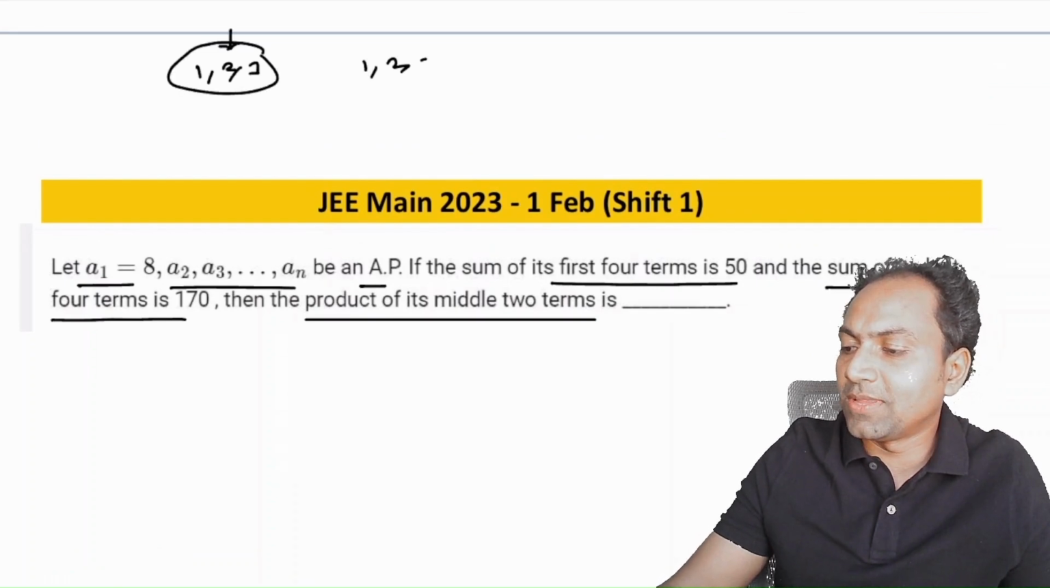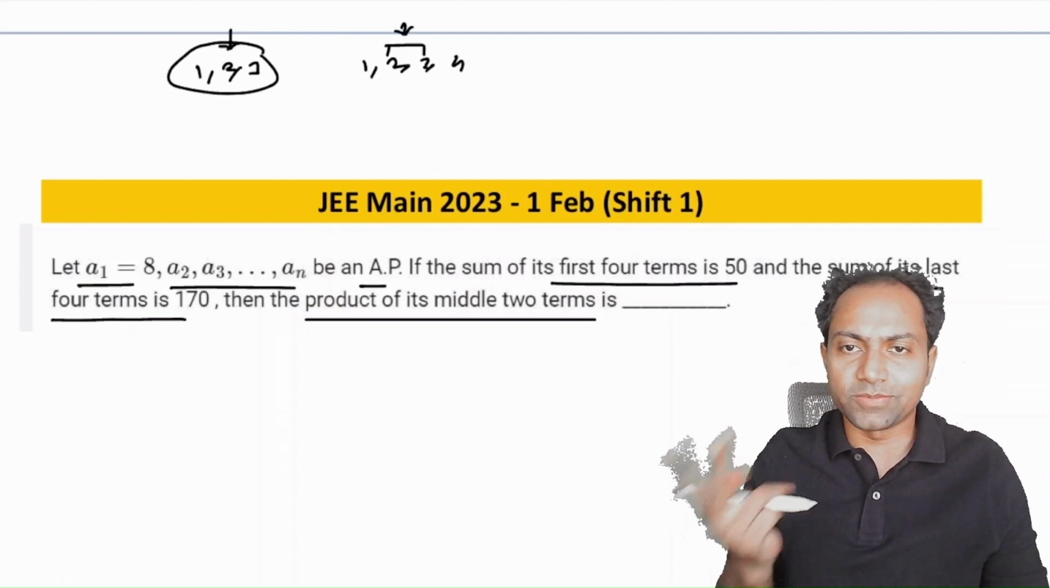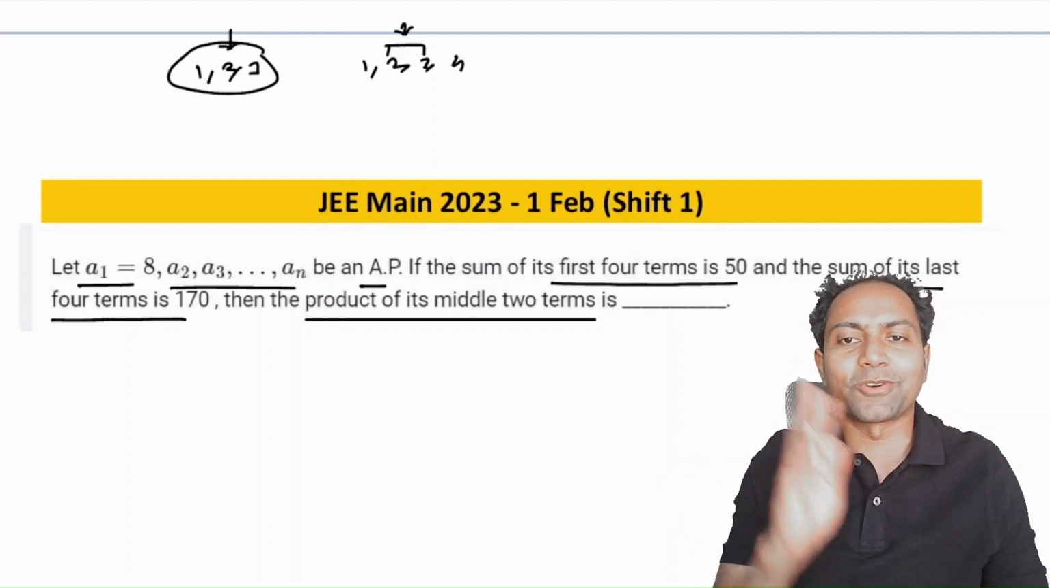But if you have an even number of terms, there are two middle terms. So when they say two middle terms, it is already implied that the number of terms is going to be even only. Otherwise, two middle terms are not possible.